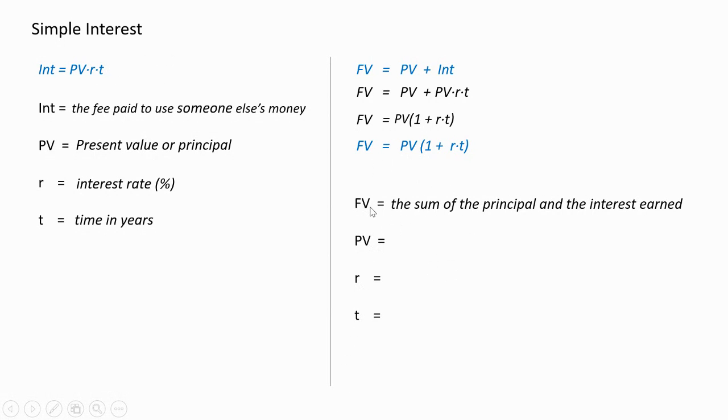Here, the future value, which is the FV, is the sum of the principal and the interest earned. You see, the sum of the principal plus the interest earned. And the present value is the present value of principal, the PV, and the R is the same as the one over here, and so is the T, time in years. Okay, now, let's do an example here.